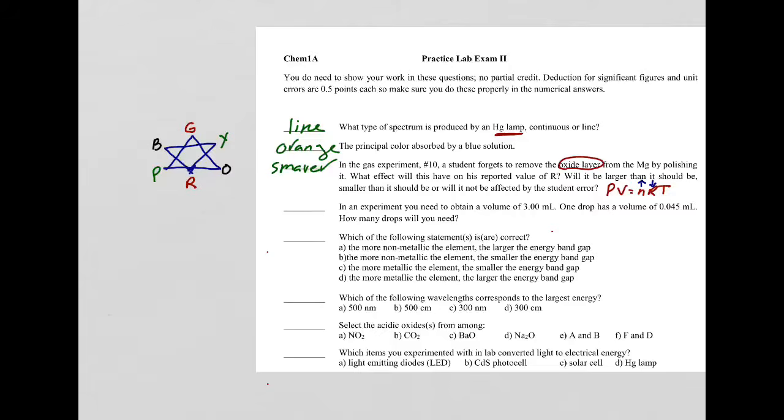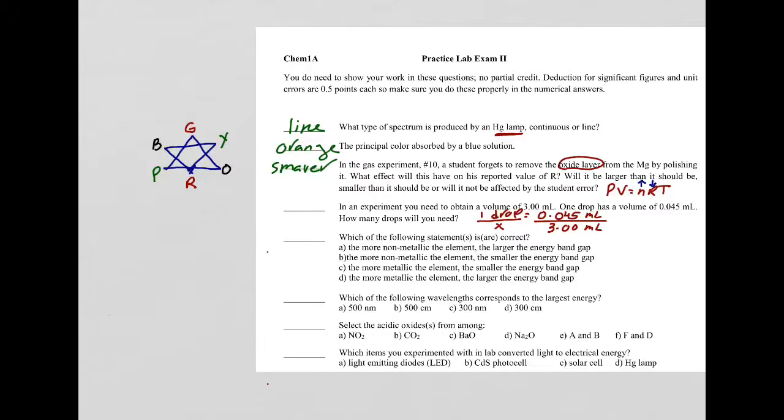Okay, next experiment. In the experiment, you need to obtain a volume of 3.00 mL. One drop has a volume of 0.045 mL. How many drops will you need? You know what I love to do every chance I get? If I could do a proportion, I love to do a proportion. And you can definitely do a proportion here. For one drop is 0.045 mL. Okay? Now, if I have 3.00 mL, how many drops do I have?